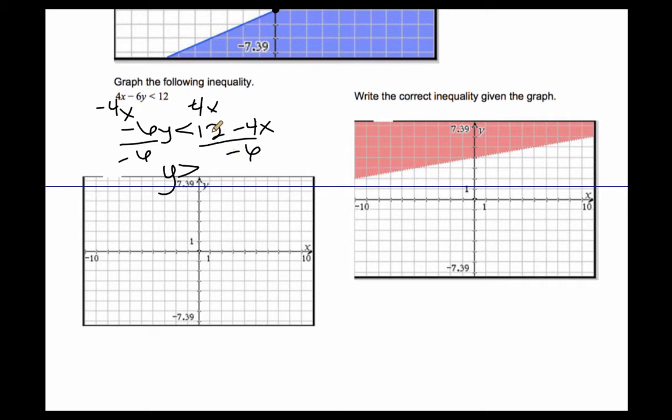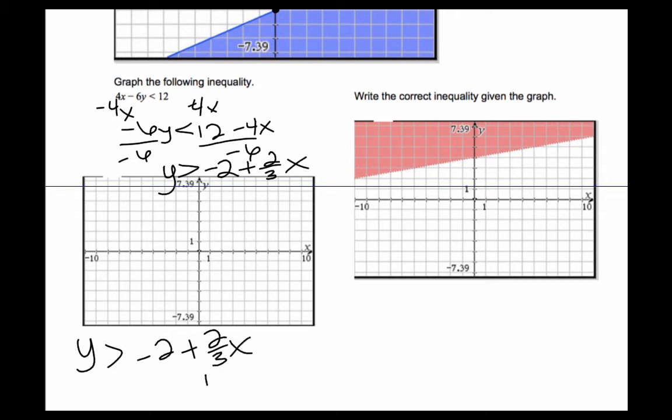Now let's do the math here. What's 12 divided by negative 6? Negative 2, and negative 4 divided by negative 6 is a positive 2/3 x. Okay, 4 over 6 simplifies to 2/3. So now I have it in slope-intercept form. I'm going to rewrite it down here. y is greater than negative 2 plus 2/3 x.